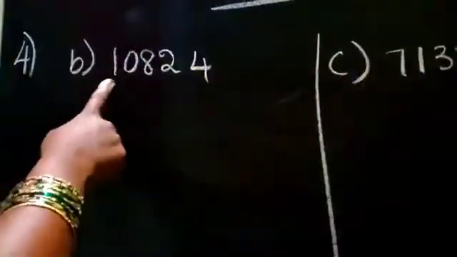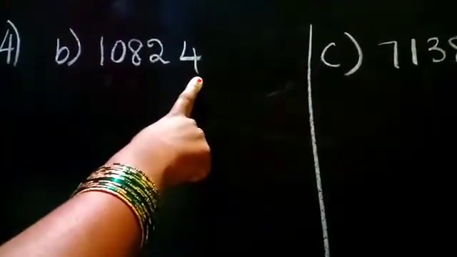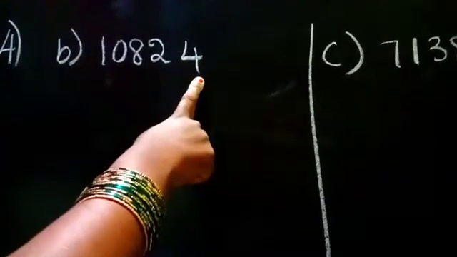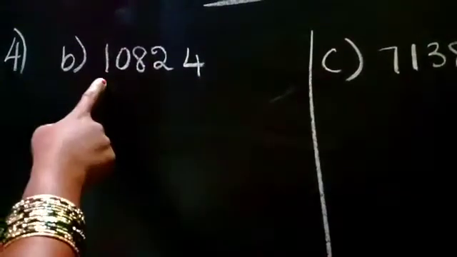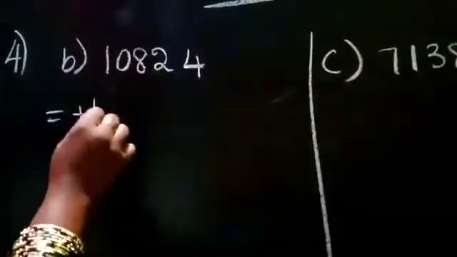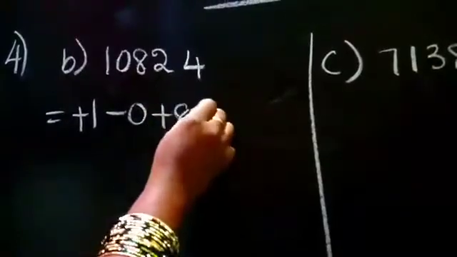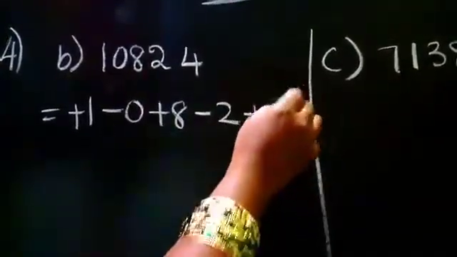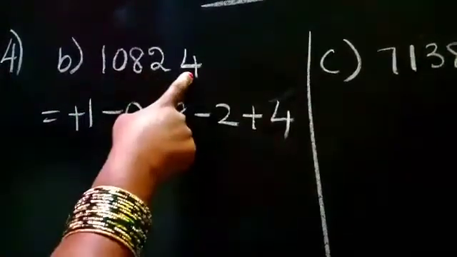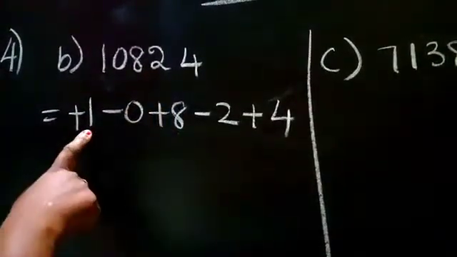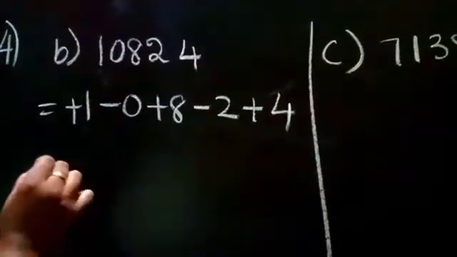B question is 10,824. Will it divide by the 11th table or not? We have to check in the shortcut method. That is, first number is plus 1, next number minus 0, next number plus 8, next number minus 2, next number plus 4 we have to write. Because odd places all we have to add once. So 1 plus 8 is 9, 9 plus 4 is 13.